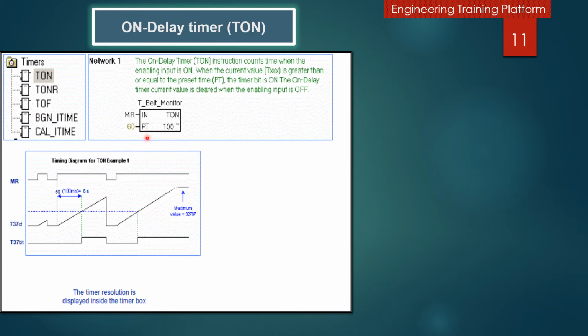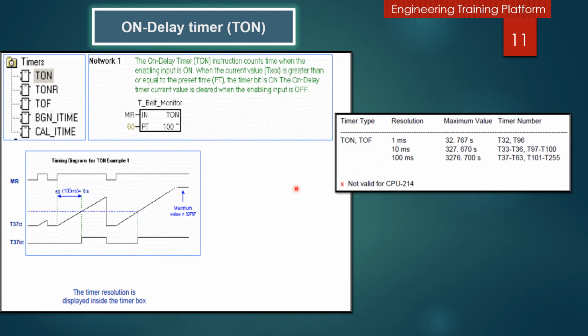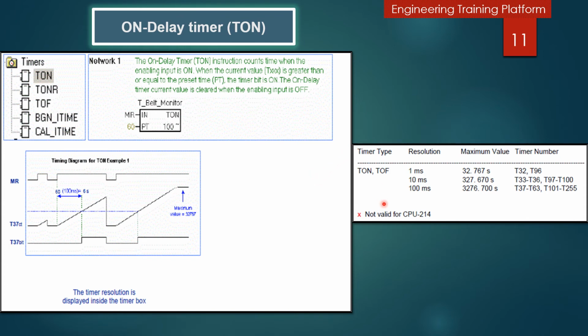The on delay timer instruction counts time when the enable input is on. When the current value is greater than or equal to the preset time, the timer bit is on. The timer continues counting after the preset is reached, and it stops counting at the maximum value of 32,677. The on delay timer current value is cleared when the enable input is off. In another screen you can see the timer types, the resolutions, maximum value, and the timer number.